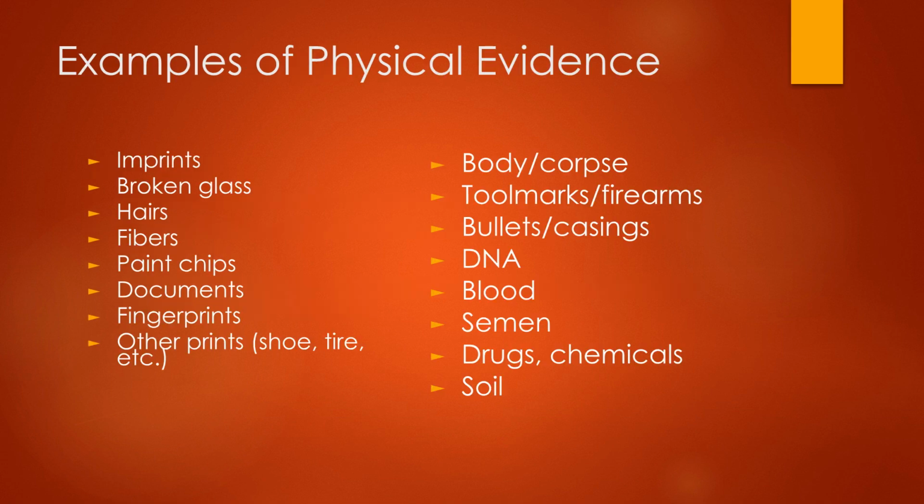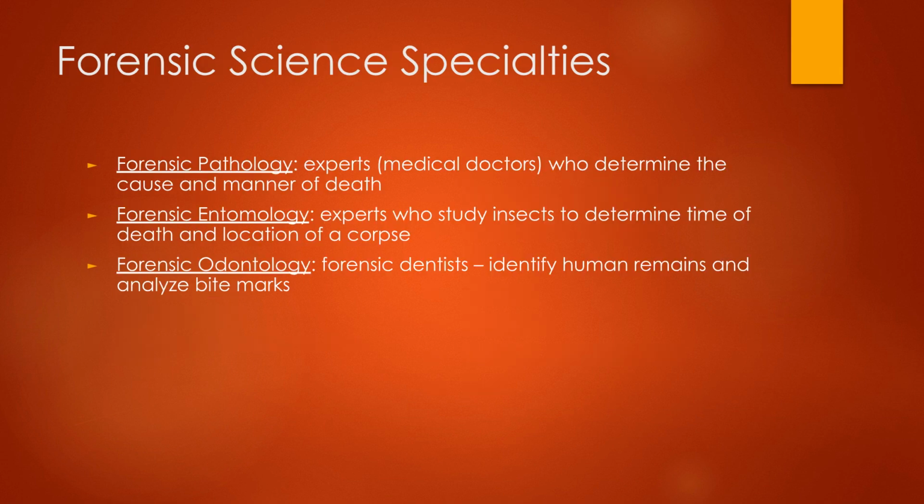Examples of physical evidence are wide-ranging, including imprints, broken glass, hairs, fibers, DNA, blood, documents, fingerprints, tool marks, firearms, and more. Forensic science has many specialties.